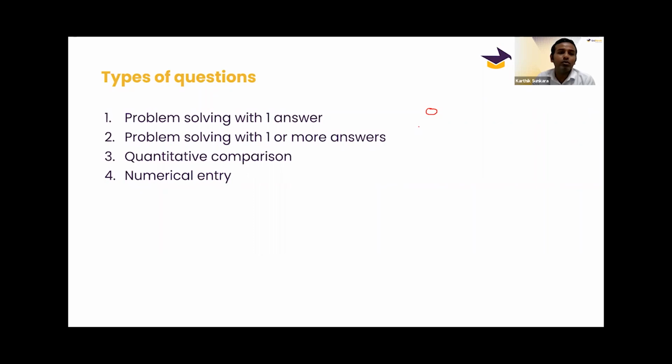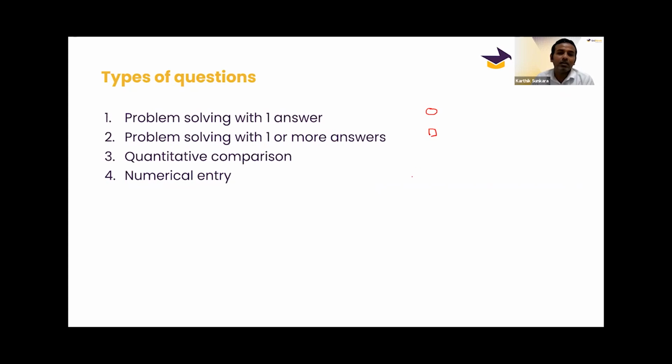Now, what about problem solving with one or more answers? Whenever you have check boxes, that means you might have more than one answer. If you observe, I have said might have. It is not necessary that you will always have more than one answer. Next, quantitative comparison. Quantitative comparison is a kind of new question type, but it's not exactly new.